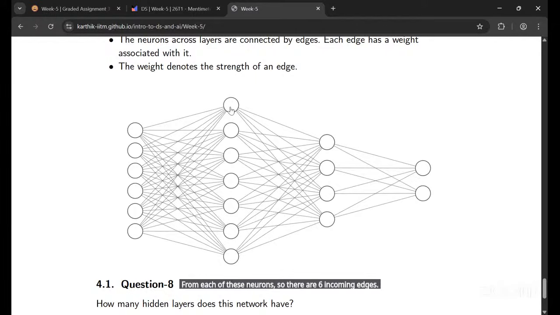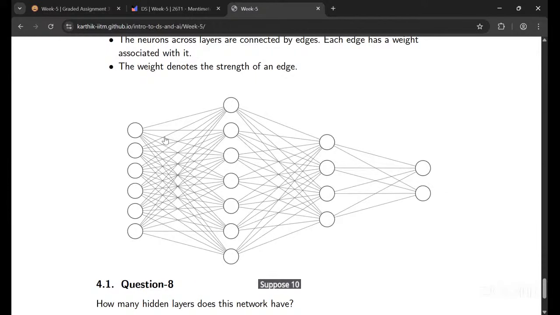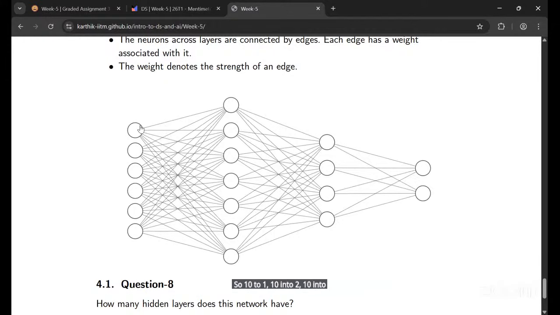Now remember I told you that here you multiplied. It was 3, so you did 3 into 1, then 3 into 2. You did that all across, as I told for the very first neuron. But suppose here you had 10, and the edge weights again, for the sake of simplicity, were 1, 2, 3, 4, 5, 6, 7. So 10 into 1, 10 into 2, 10 into 3. So you did this for all the neurons and all the corresponding edges.